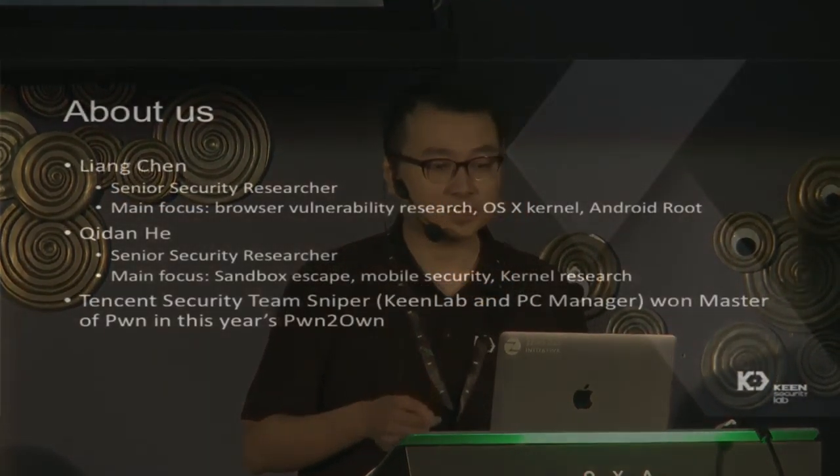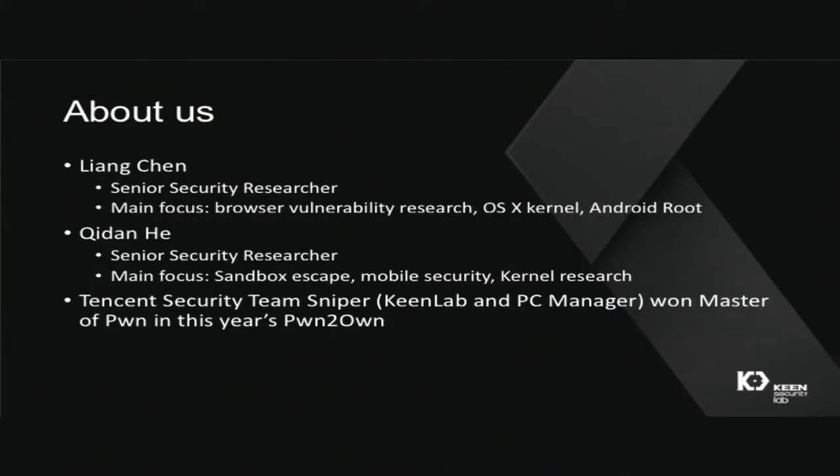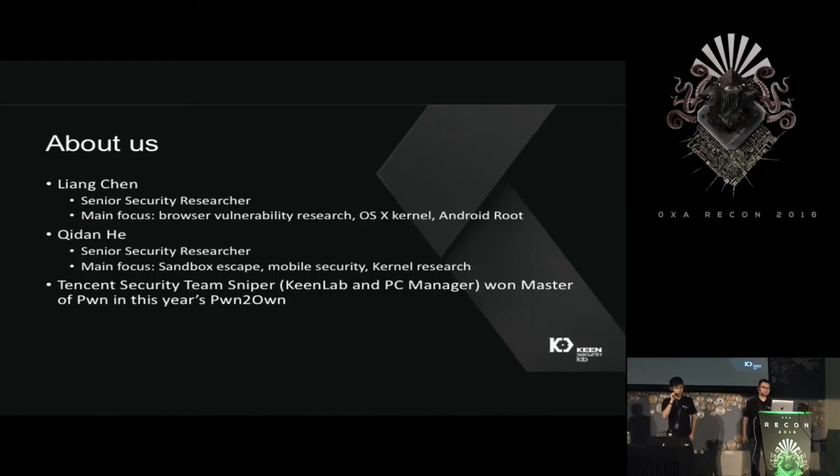First, we will introduce ourselves. My name is Liang Chen, and I'm a senior security engineer at Keen Lab. My main focus is browser vulnerability research, including iOS kernel and sandbox escape. I also did some work on Android root. Flanker will introduce himself. My name is Qidan He, and I'm also a senior security researcher at Keen Lab. My main focus is sandbox escape and mobile security, including Android and iOS, both in userland and the kernel.